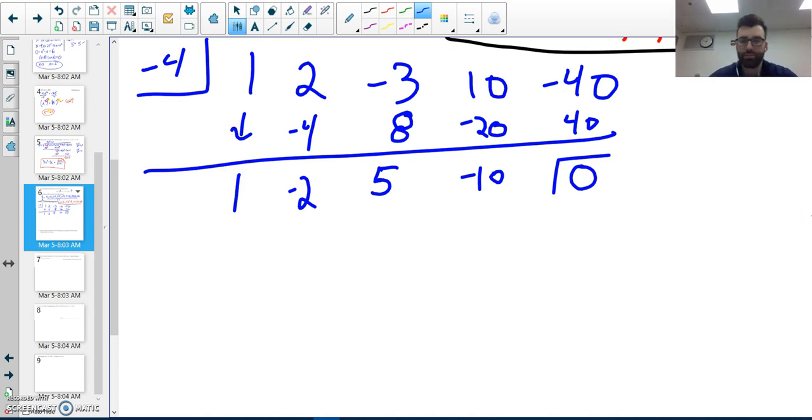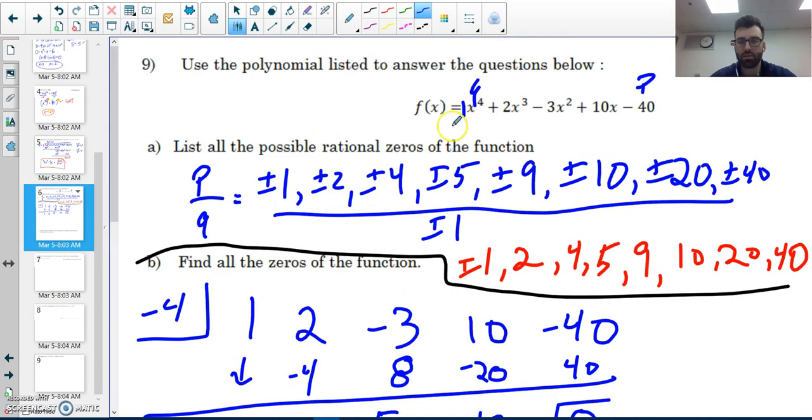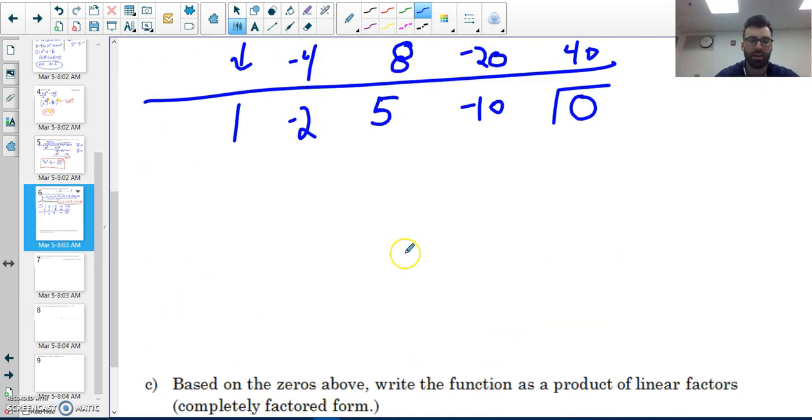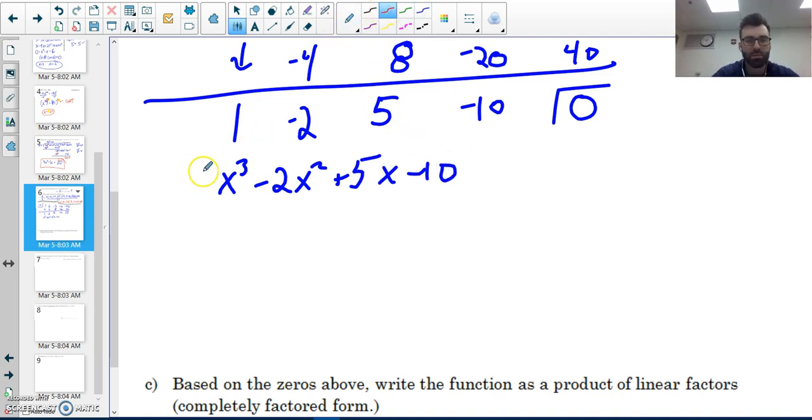Okay, so now, since the degree of my polynomial was 4, I started with x to the 4th, that means the degree of my next polynomial is going to be 1 less. So I'll have 1x cubed minus 2x squared plus 5x minus 10. 4 terms and it's a cubic. I'm going to 2 by 2 group, set this equal to 0, and solve.